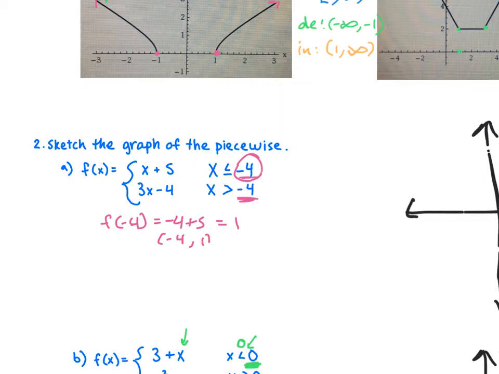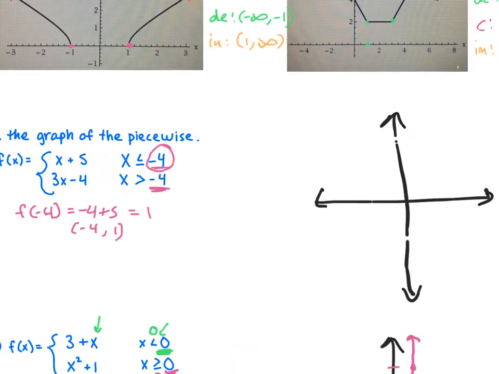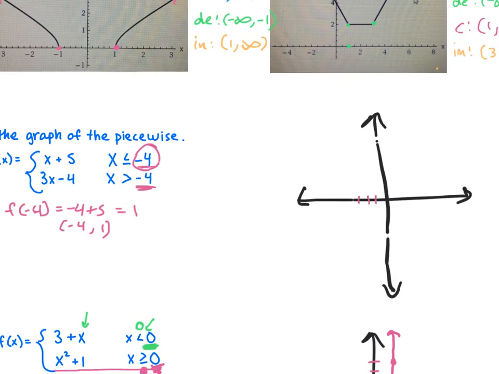So we go to our graph. We're going to go to the left 4 and up 1. And we put a closed circle here since it is less than or equal to.